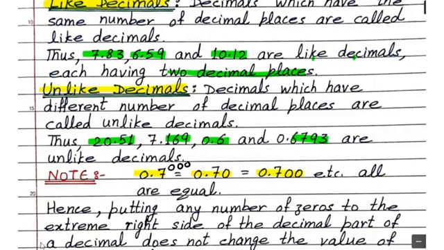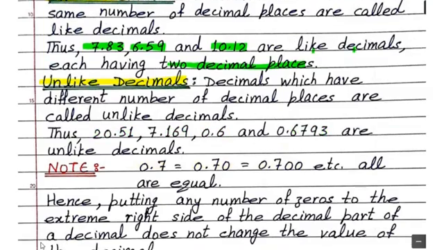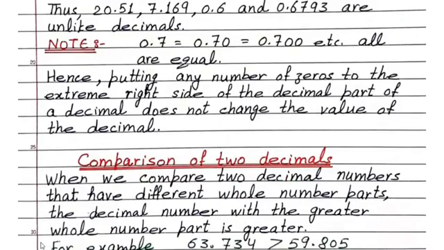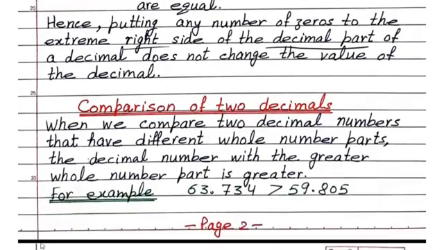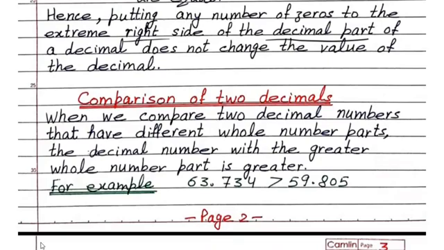So now let us discuss. First of all, putting any number of zeros to the extreme right side of the decimal part of a decimal does not change the value of the decimal. Clear? Now children, let us discuss comparison of 2 decimals.